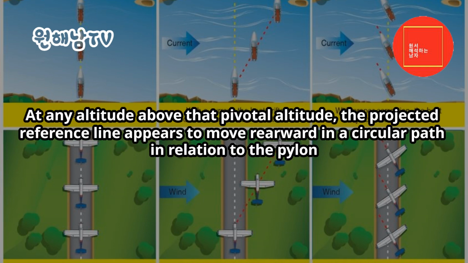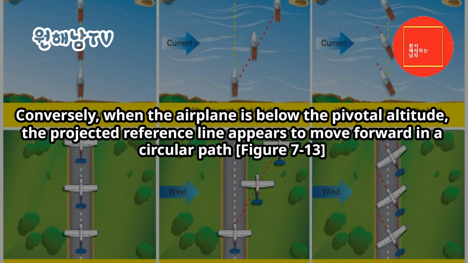At any altitude above the pivotal altitude, the projected reference line appears to move rearward in a circular path in relation to the pylon. Conversely, when the airplane is below the pivotal altitude, the projected reference line appears to move forward in a circular path.